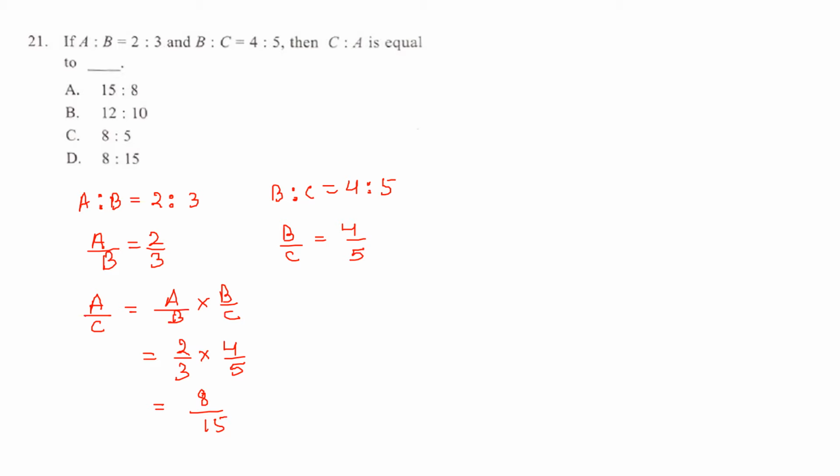But this is the ratio of A is to C. I have to find C is to A, right? So C is to A will be 15 is to 8. So from here we can see all the options, then option A will be the correct one.